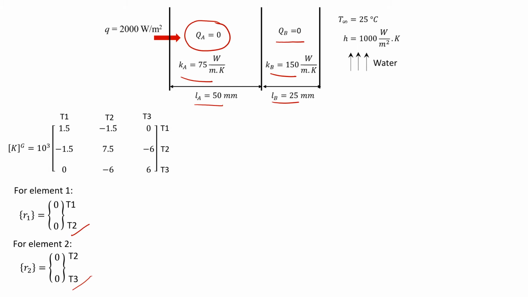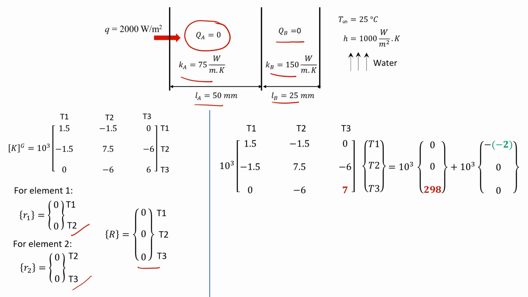Therefore, the global heat rate vector for this problem will be 0, as both elements have 0 values. Once we have the K matrix and the R matrix, then we can set up our system of linear equations, which is KT equal to R. But we have to impose the boundary conditions in the first place before we can solve for the nodal temperature.